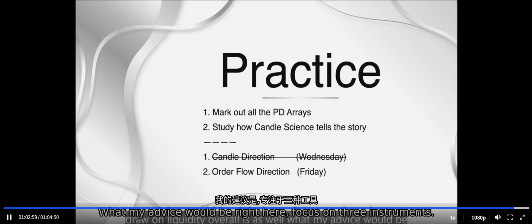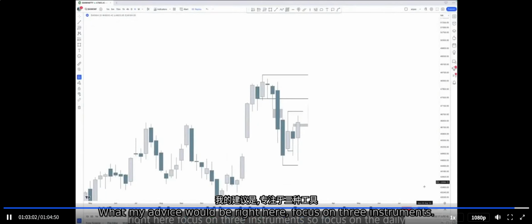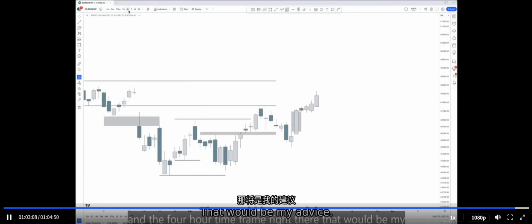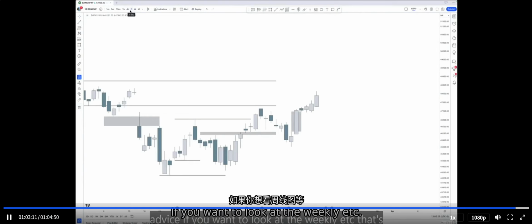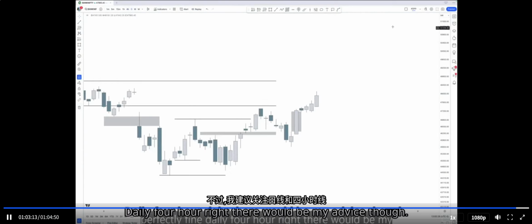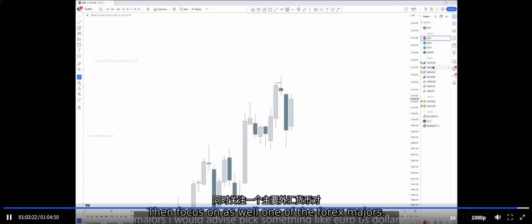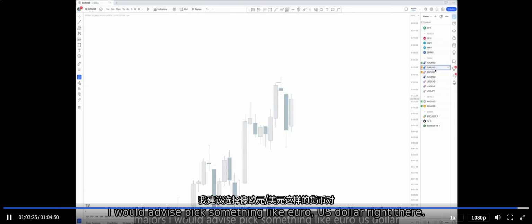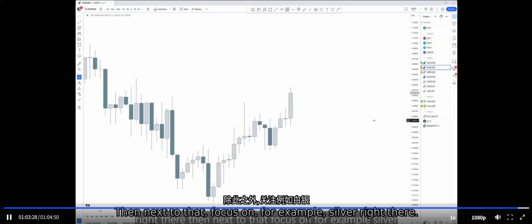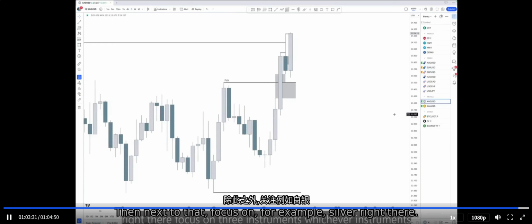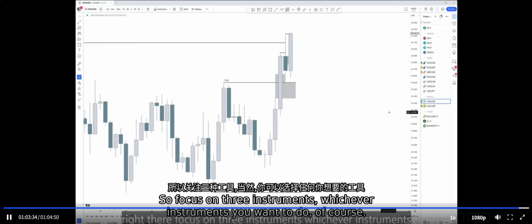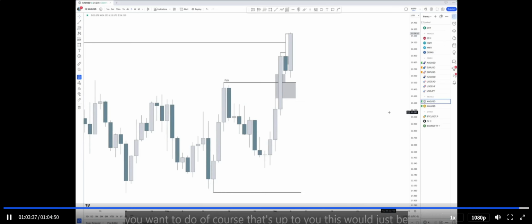What my advice would be right here: focus on 3 instruments. So focus on the daily and the 4-hour time frame right there. That would be my advice. If you want to look at the weekly, etc., that's perfectly fine. Daily and 4-hour would be my advice though. Then focus on one of the indices. So that can be ES right there. Then focus as well on one of the Forex majors. I would advise picking something like Euro US dollar. Then next to that, focus on, for example, silver. So focus on 3 instruments, whichever instruments you want to do, of course, that's up to you. This would just be my advice right here.